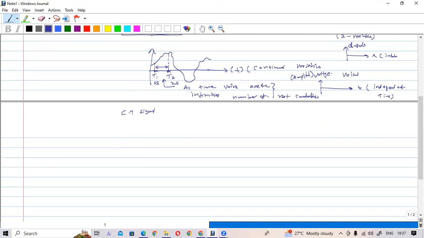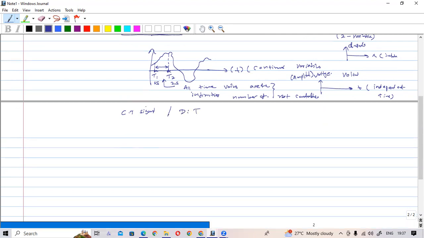Discrete time signal means, between any two points, any time values, you have countable values. Let's say that you will have some values like this. So you can see it is not continuous. These values are not continuous.